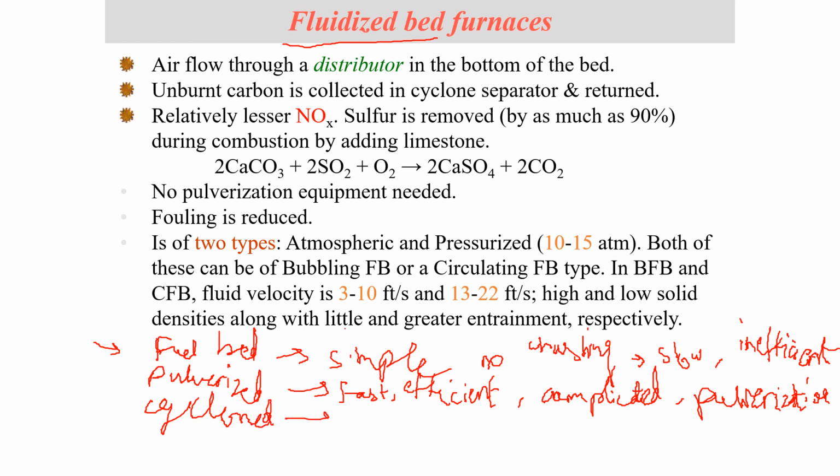Then we have the cyclone furnace, which is sort of a middle ground of both technologies. It is slower than pulverized, but faster than fuel bed, and it is simpler than pulverized, but more complicated than fuel bed. And again, it is still very efficient.